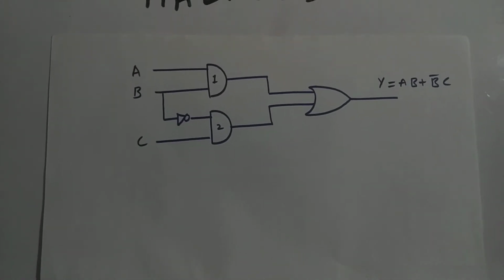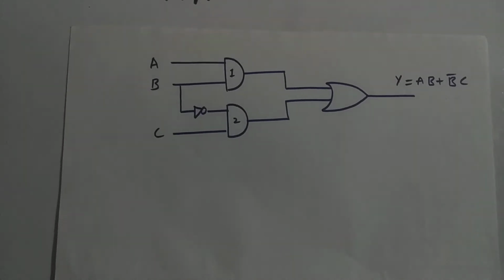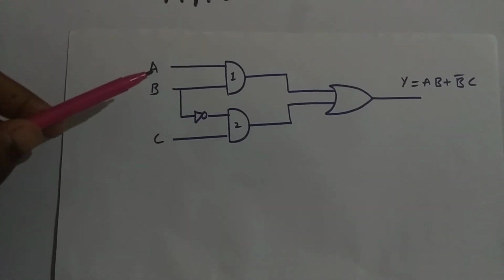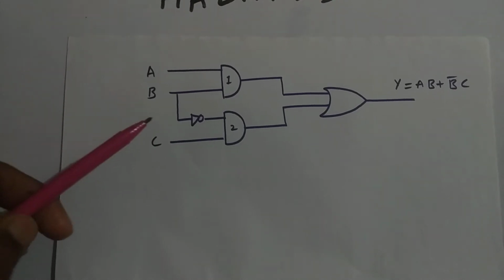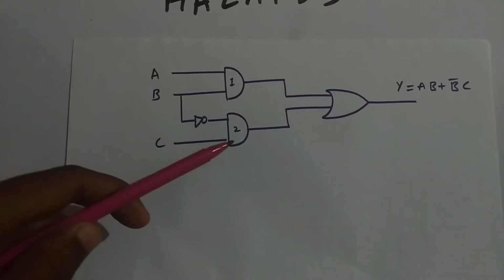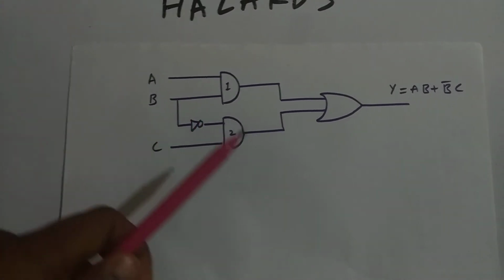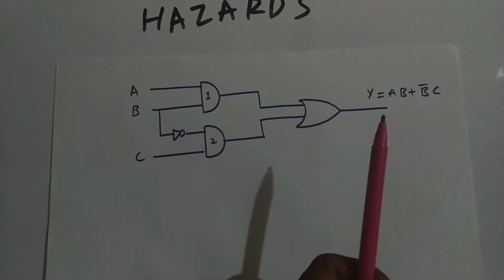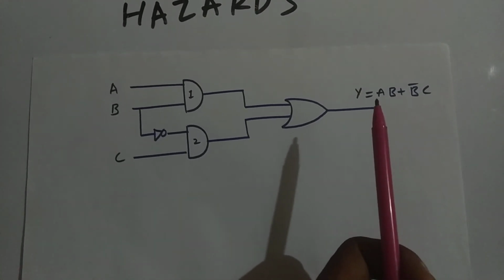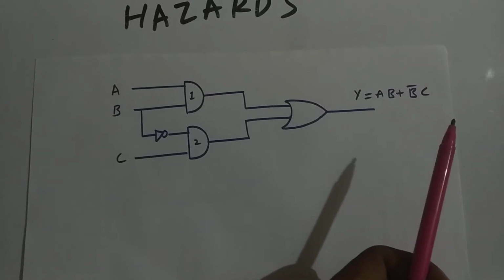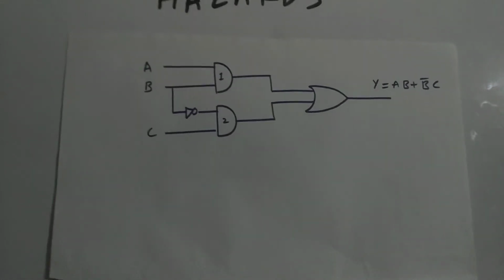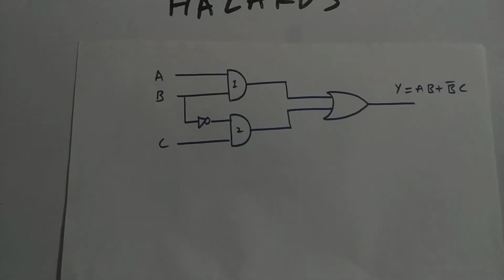So I'm going to take this circuit. As you can see, we have 3 inputs A, B, C, which are passing through AND gate 1, AND gate 2, a NOT gate in between, and an OR gate. So the output will be Y equals AB plus B bar C. Now I'm going to deal with the static 1 hazard.